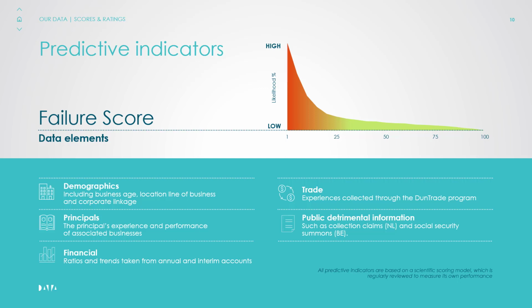The demographics includes elements like a company's location, industry, and age. For instance, established companies may exhibit a lower risk than young companies. This would then mean that the failure score for young businesses would be higher as a result. The second area is principals, including experience and performance of associated businesses. For example, a company's failure score may be lower if the current CEO has been involved in bankruptcy before. DNB also looks at financial figures such as the balance sheet and profit and loss statement, payment experiences of our D&B Trade partners, and public detrimental information, such as collection claims. Elements in these areas also affect the failure score.